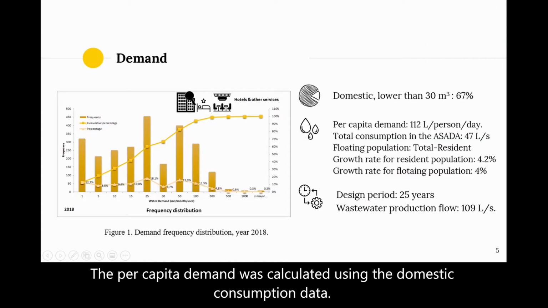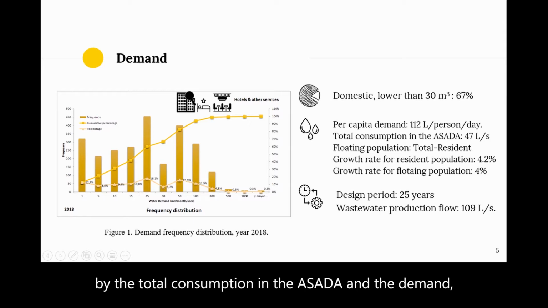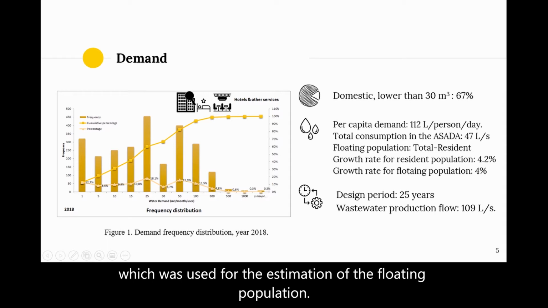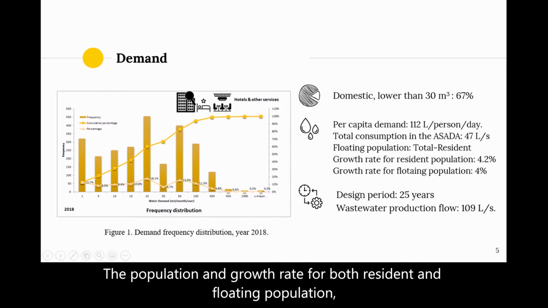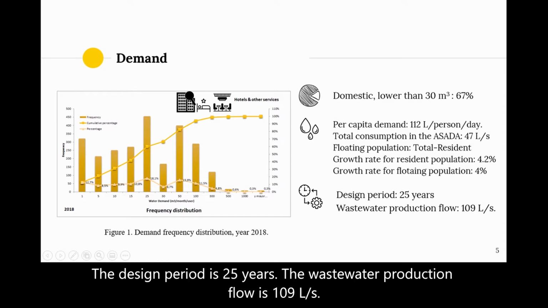The per capita demand was calculated using the domestic consumption data. The estimate of the total equivalent population was made by the total consumption in the sala and the demand, which was used for the estimation of the floating population. The population and growth rate for both resident and floating population were based on census information. The design period is 25 years and the wastewater production flow is 109 liters per second.